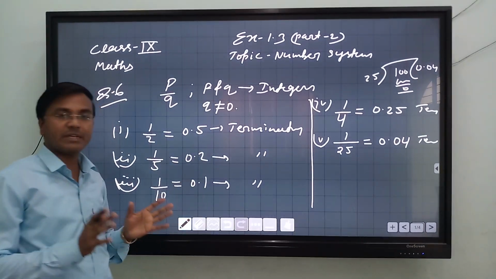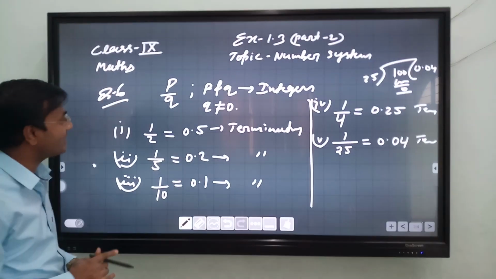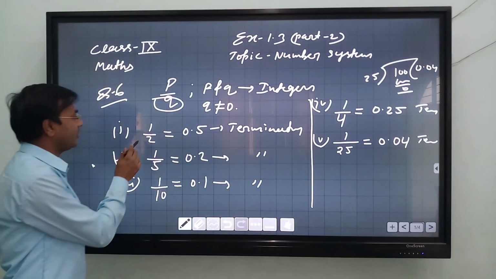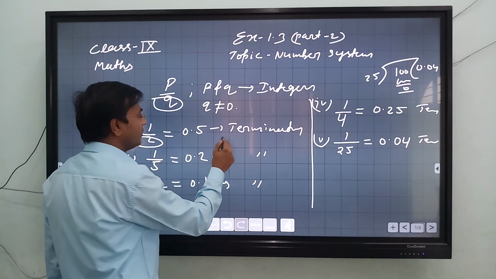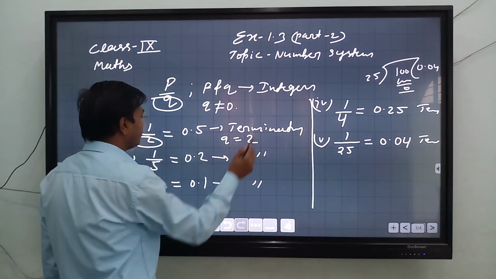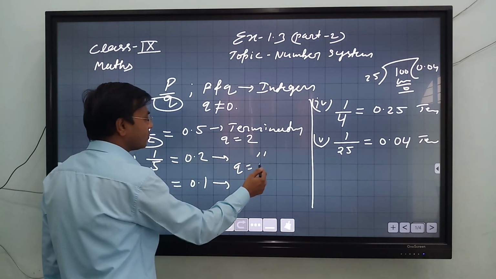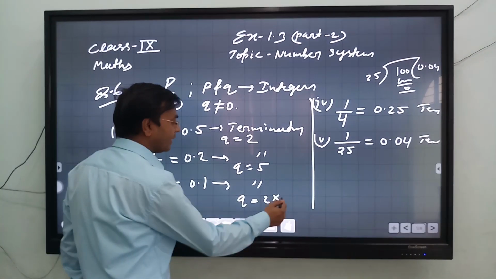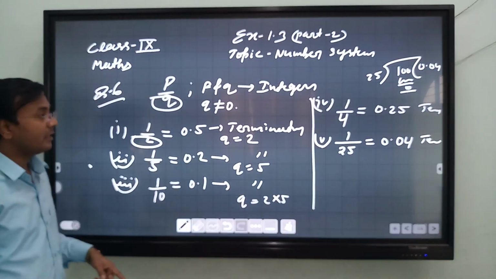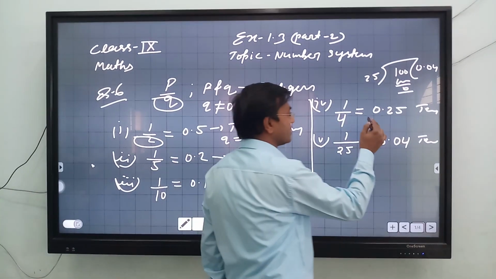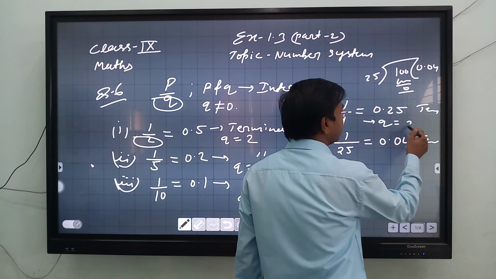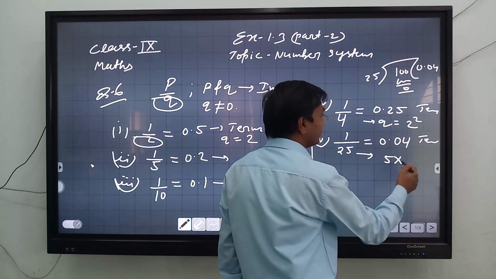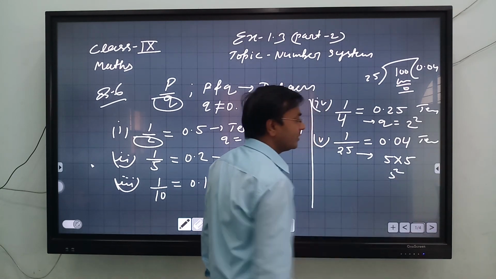Clear? So now we have to observe the pattern. That is, what we can conclude about this q. q is the denominator. So see here, what is the denominator, that is the value of q. Here q equals 2, and in this part q equals 5. Here q equals 2 into 5, right? 2 fives are 10. And similarly in this fraction, what is the value of q? q is 4, that is 2 square, 2 into 2. Or in this, what is q? 5 into 5, that is 5 square.